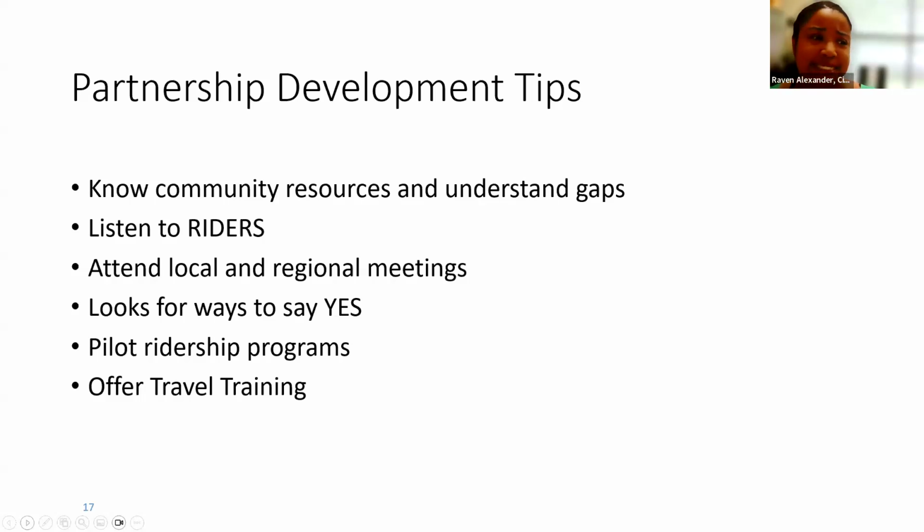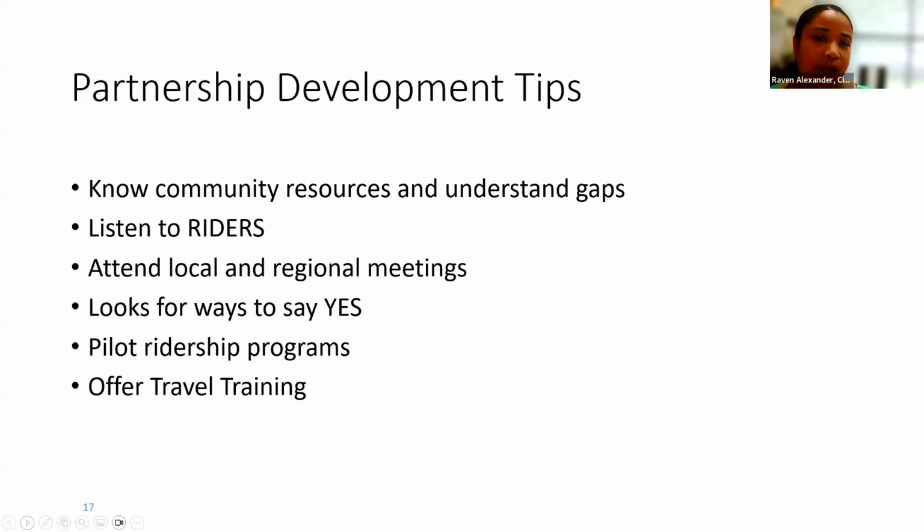I look for ways to say yes because transportation is important for reducing these barriers, making sure everyone is getting where they need to be, they're getting to employment, education, getting to health appointments. And so I try to find ways to say yes. No one wants to say, no, you can't go to school. No, you can't make your doctor's appointment. So definitely do that. Pilot ridership programs.